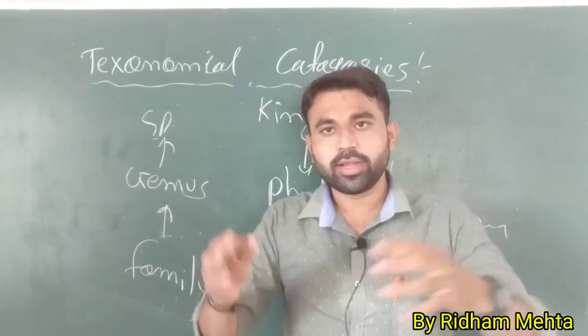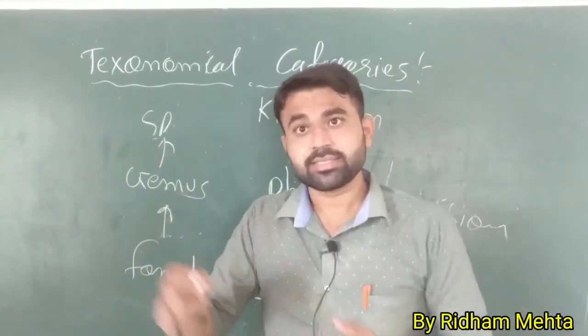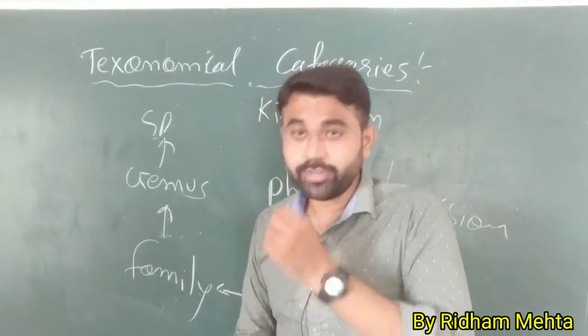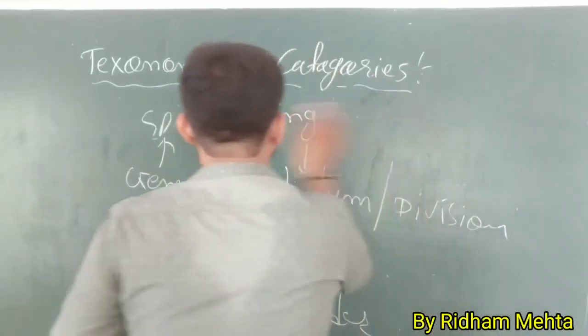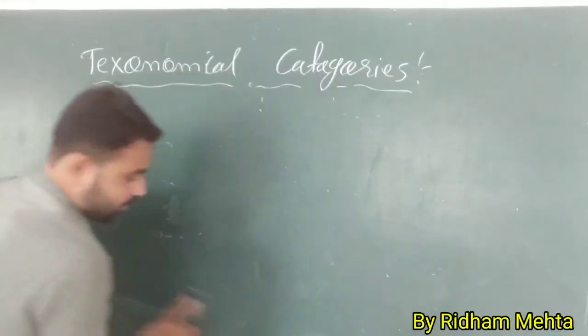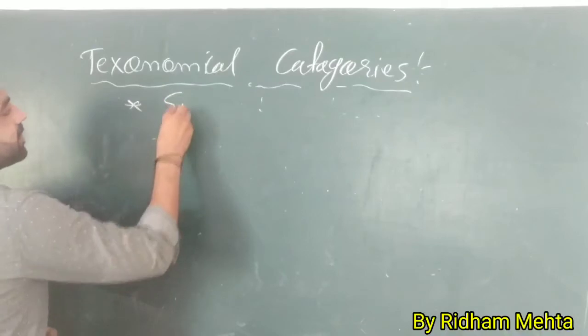Okay. For an example, as I take each one, I will tell you what its systematics is like, with different examples. Okay. So we start from the species. So the first one is species.